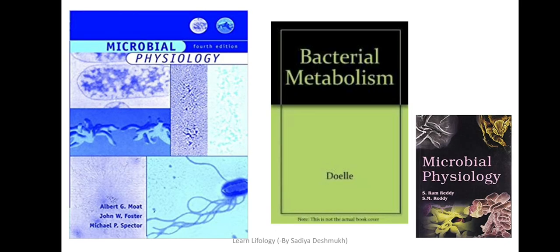Now let's talk about the books you can refer. The most important thing is that the books should be easy to understand, and here all the books are reference books. Bacterial Metabolism by Doyle is a very common book, but the language is quite difficult. Instead, if you follow Microbial Physiology by Moat, Foster and Spector, it is a very good book. The language is also good, and the soft copy is easily available. I have given the link for the soft copy in the description box. You can go there and find the books for this microbial metabolism.